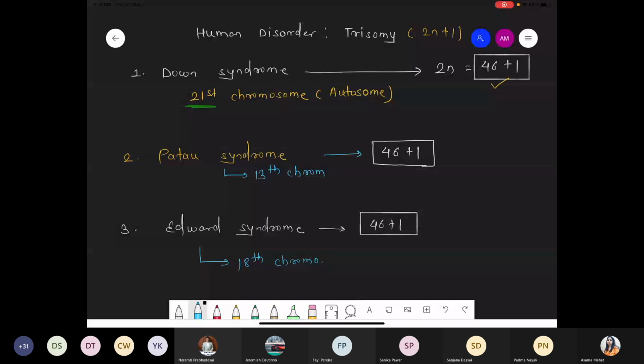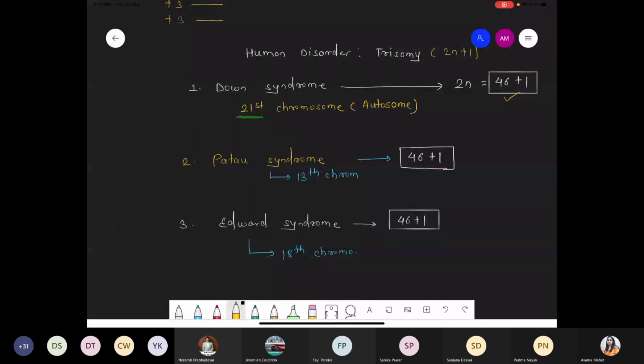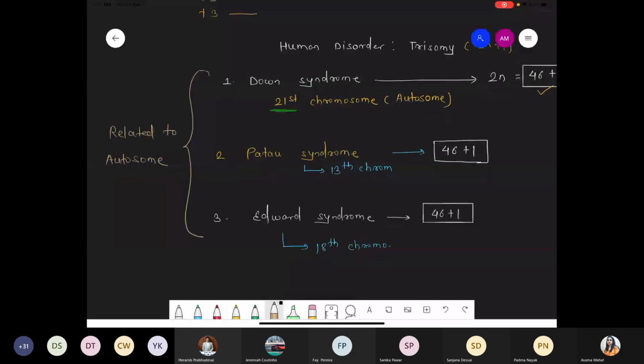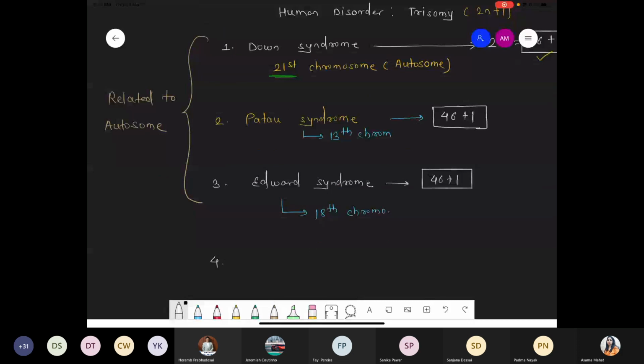Whatever we are talking about, all these diseases, Down syndrome, Patau syndrome or Edwards syndrome, all are related to autosomes, which are equally segregated in male as well as female. One unique example related to a sex chromosome is Klinefelter syndrome.